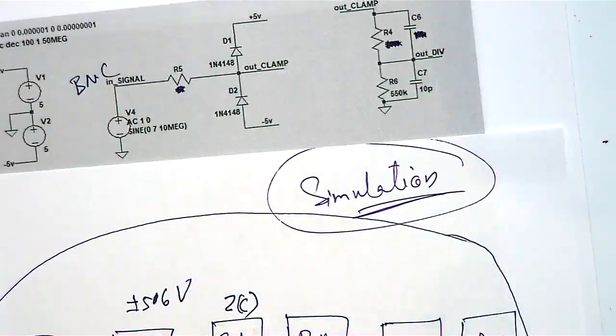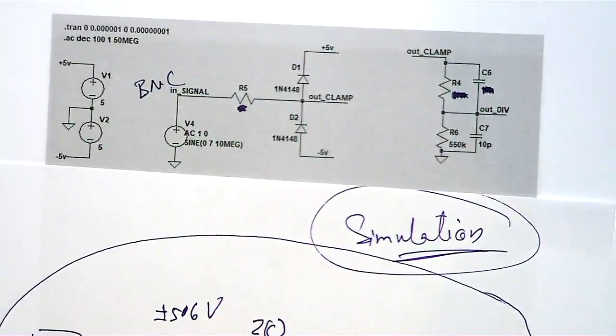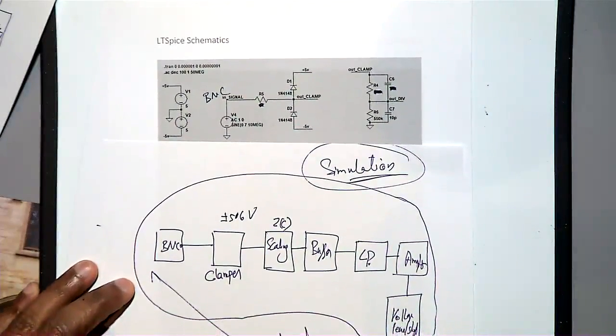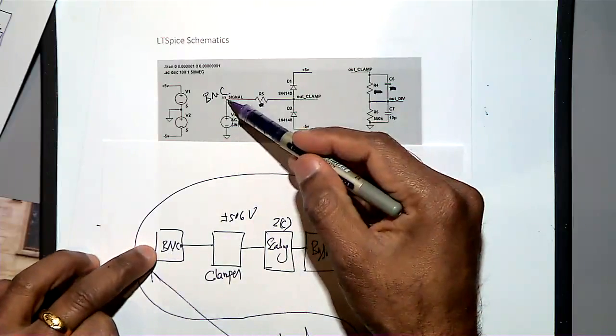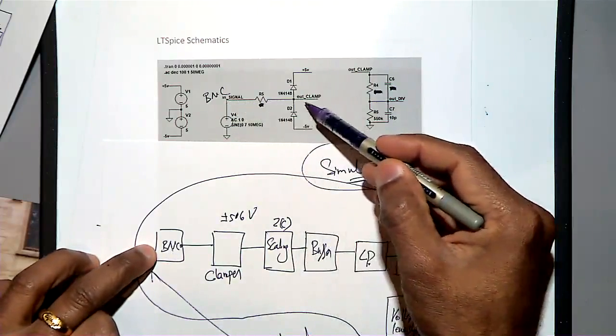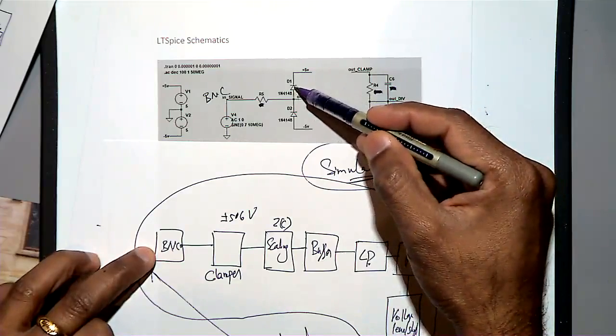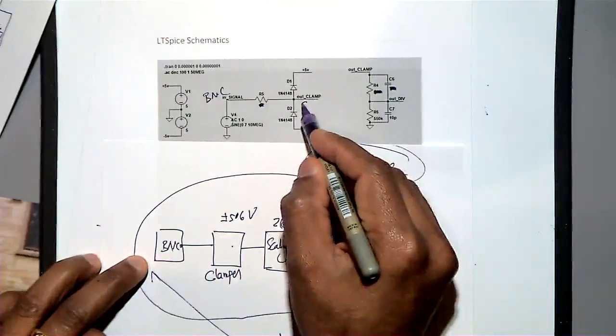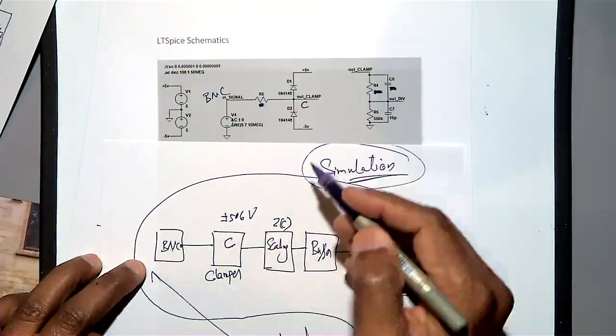So this is the BNC, see, this is the BNC. Yep, so now we can see. So this is the BNC, some signal is coming, and then this is a clamper. So we will be using two diodes for this clamper. See, this is a clamper BNC. I am putting C here, so this is C. So this is a clamper circuit.